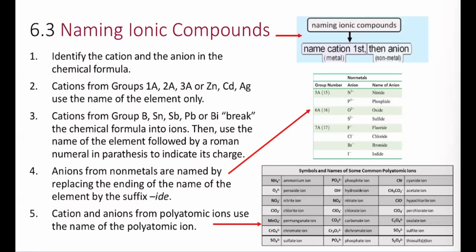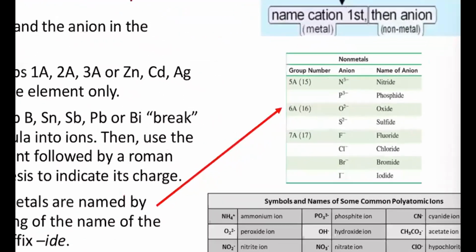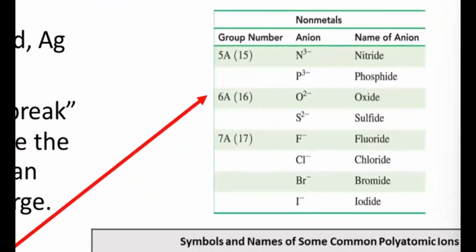Rule number 4, the anions: when they are nonmetals, you're going to name them by replacing the ending of the name of the element by the suffix -ide. Typically, you don't even have to think about how we do that, because you can see here that we have a table of the anions that you need to know. The anions that come from elements, you are responsible for knowing.